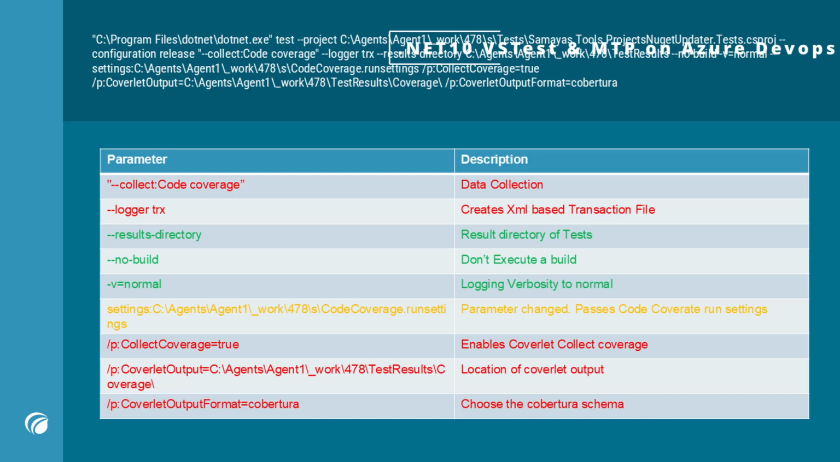The setting parameter, which provides the run settings which you can create in your Visual Studio, is working, but the syntax has slightly changed. And the last three, /p, collect coverage, coverlet output, and coverlet output format aren't working anymore, since those are direct parameters to the VS Test engine.